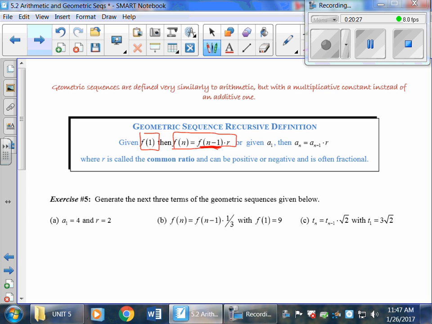So again, this is the other way to do it, using the recursive. So a sub 1 is equal to something. A sub n is equal to a sub n minus 1 times r. So the term I'm looking for is equal to the previous term times r, where r is called the common ratio, and it can be positive, negative, and is often fractional.